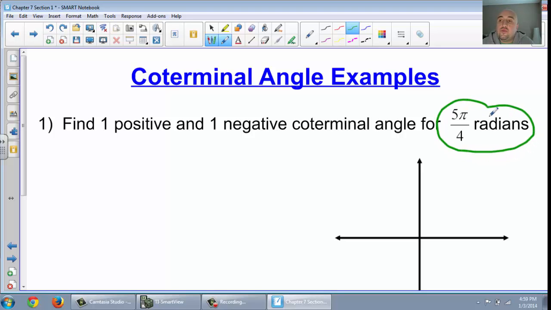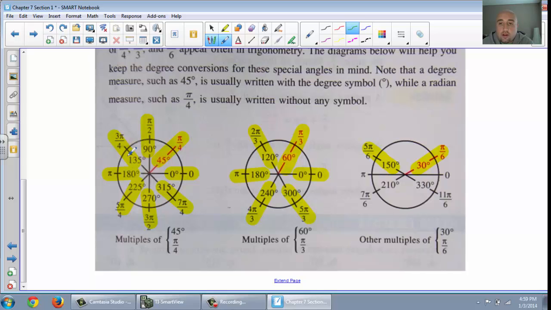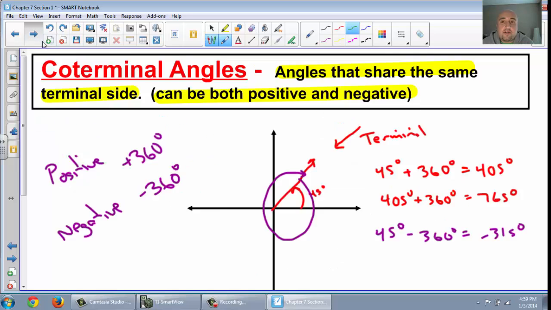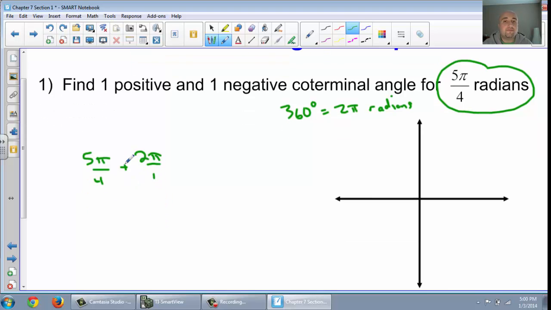Now, you could convert this into degrees first, or you could just use radians. So if we go back to our unit circle pictures, I don't think it says on this picture, but let me write it down on this example. 360 degrees is equal to 2 pi radians. So instead of adding 360 or subtracting 360, we're just going to add 2 pi or subtract 2 pi. So it's pretty simple. So let's do 5 pi over 4, and we're going to add 2 pi, and we'll just put it over 1 to make it a fraction.